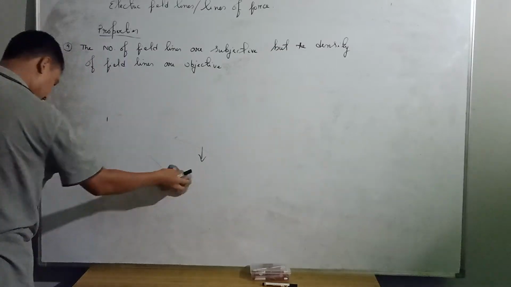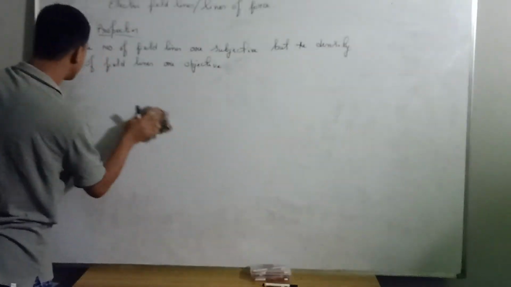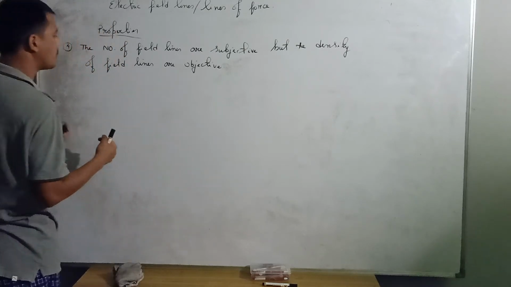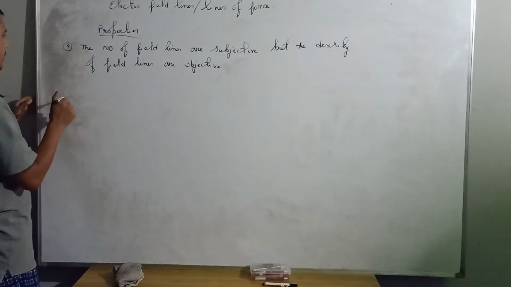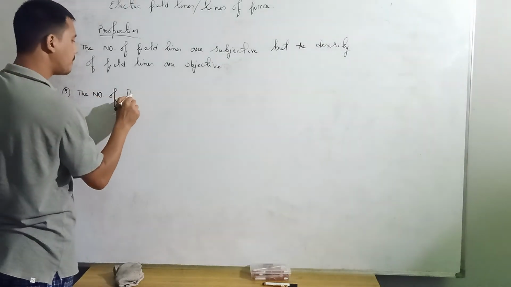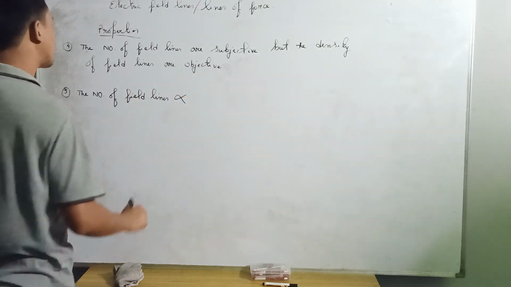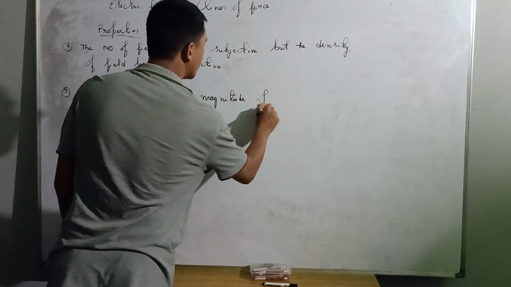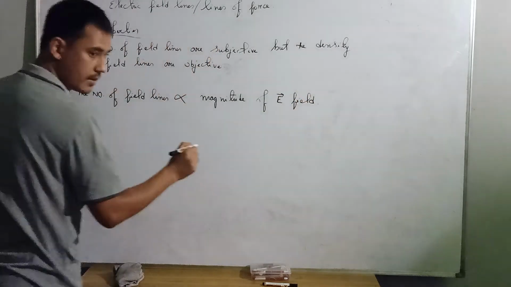The next property is the number of field lines is directly proportional to the magnitude of the electric field. Means more the number of field lines, more the magnitude of the electric field. Is it okay? So the fifth property is the number of field lines is directly proportional to the magnitude of the electric field. I'll show you an example.